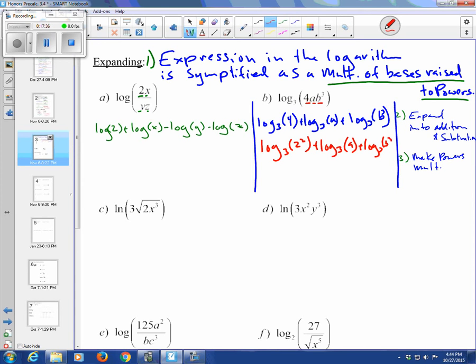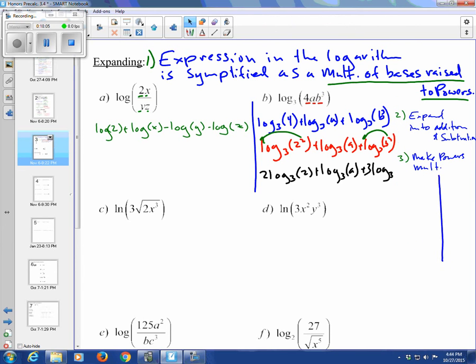And then my last step here is going to be to throw that exponent inside out in front and make it multiplication. So finally, I'm going to have 2 log base 3 of 2 plus log base 3 of a, and then plus 3 log base 3 of b, right?